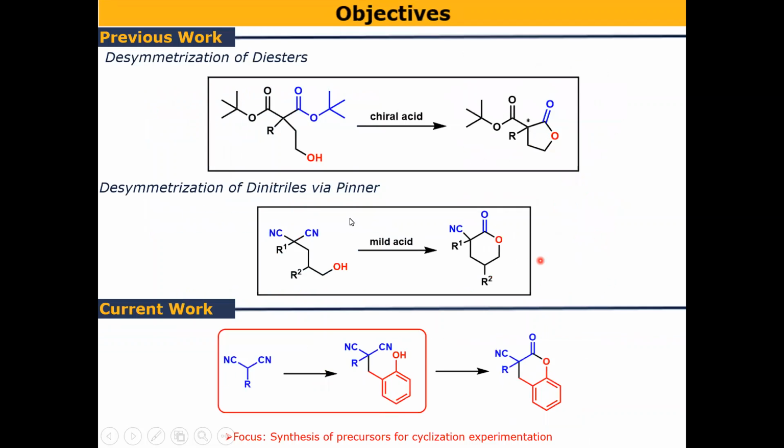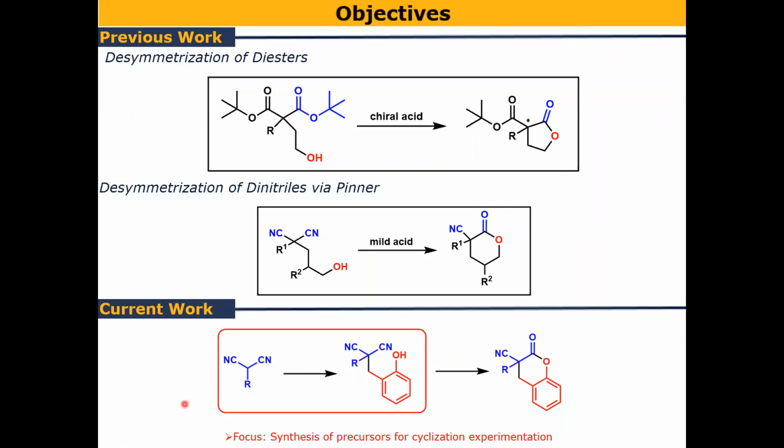Previously, the Petersen group has synthesized lactones from diesters in high yields and with high selectivity for one enantiomer, or desymmetrization reaction. In a similar line of work, previous research has involved the successful intramolecular cyclization of lactones, or the formation of a lactone ring, with a chiral center using the Pinner reaction under mild acid conditions. The goal for this current work is to develop a novel enantioselective Pinner reaction for lactone cyclization.